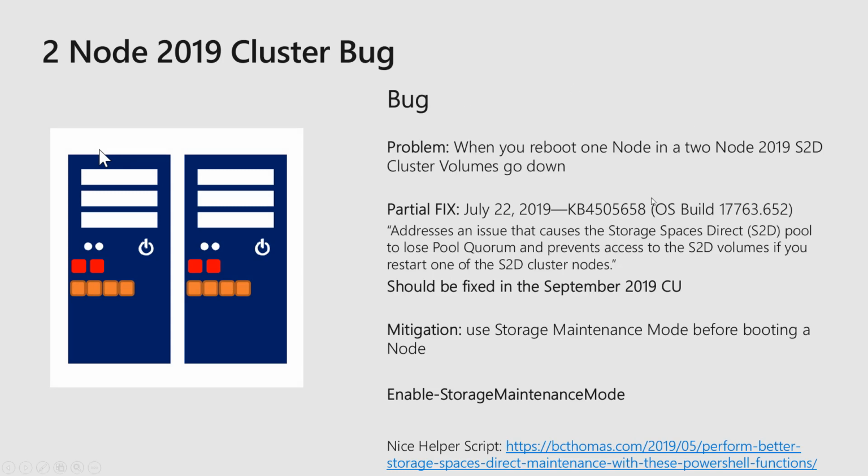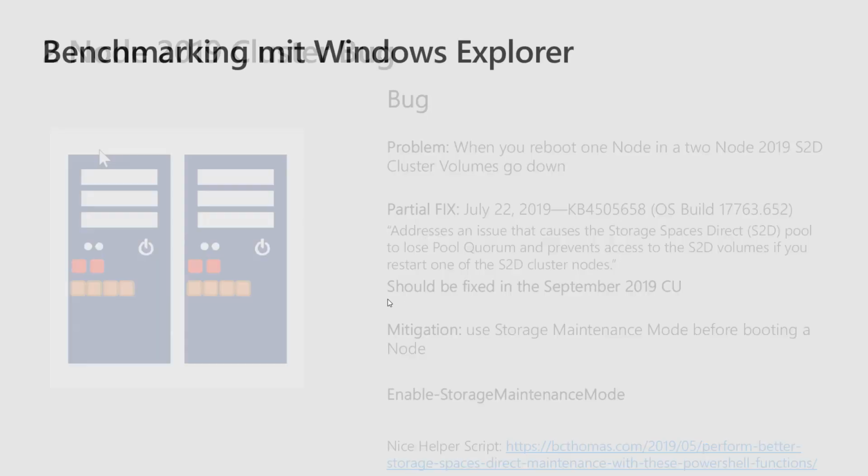And Microsoft is fixing it, and there are different fixes and different community updates. It should be fixed now in the September 2019 CU, but to get it on the system, you have some problems. You have to patch the system and reboot it, and then your workloads go offline. So you have 2 possibilities: shut down your workloads, so you have a downtime, or you enable the storage maintenance mode for the node that you reboot, and then it should not happen that your disks go offline. And there is a nice script from Ben Thomas, a fellow MVP from Australia, where he has written a PowerShell function to help you with that.